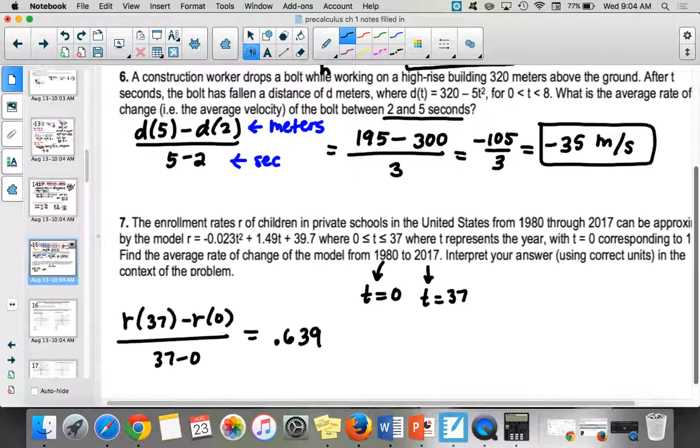So what do we think this means? This is the rate of increase per year, right? So it's the rate that it would be increasing in this case. So you're increasing by 0.639 every single year. All right, so we'll stop there.